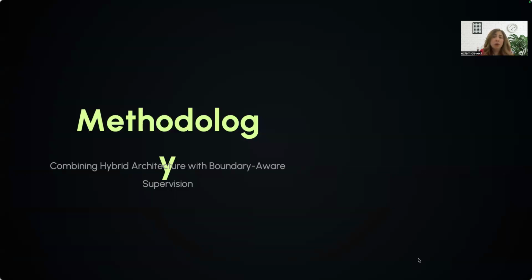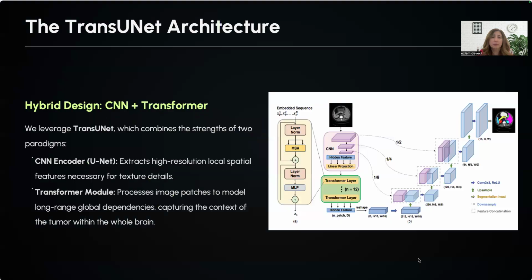Now, I will discuss the proposed topic of research, combining a hybrid architecture with boundary-aware supervision. The TransUNet architecture. I implemented the TransUNet architecture. This is a hybrid model that combines two powerful deep learning paradigms. On the left, we have a CNN encoder based on UNet. These extract high resolution local features which are necessary for seeing fine textures.